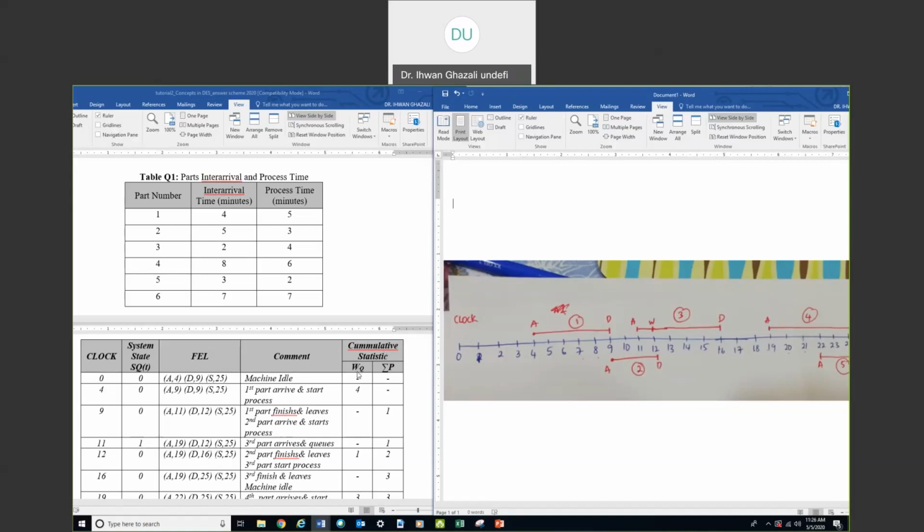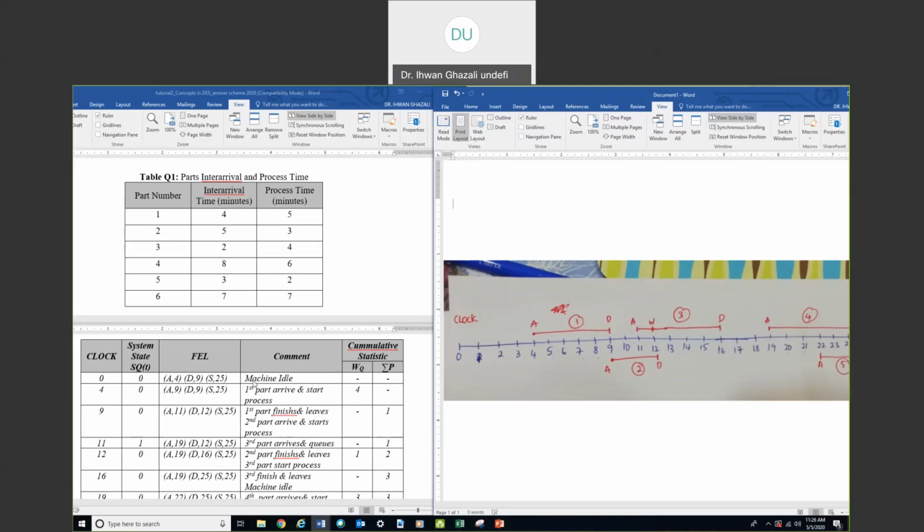This is the waiting queue time, how many minutes, how much time waiting for this process. Sigma P is the part finished for the process. And also for this WQ, I mean waiting time here, it can be from the machine and also from the part. This depends on the situation. You need to see this process.